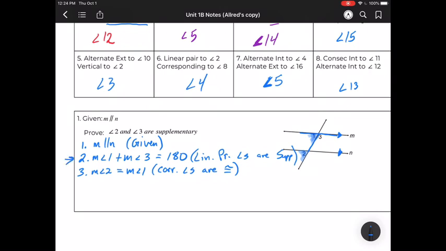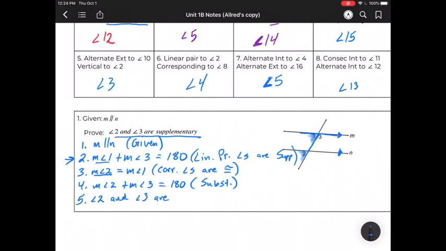Well, now I've got an equation here where I can actually substitute the measure of angle 2 in place of the measure of angle 1 because they're equal. So I can say the measure of angle 2 plus the measure of angle 3 has to then also equal 180 just by substitution. And since 2 and 3 add up to 180, that's what supplementary means. So I can say my final statement here that angle 2 and angle 3 are supplementary based on the definition of supplementary. And that finishes that proof.